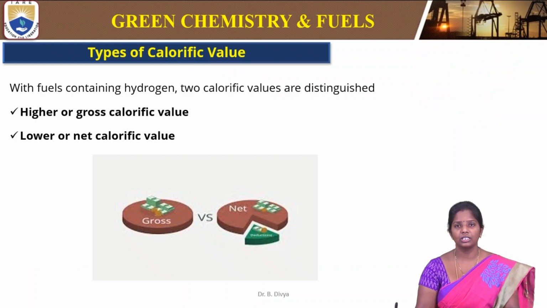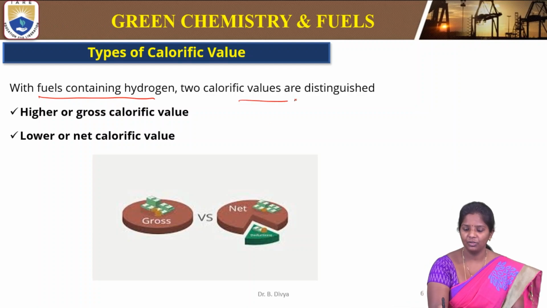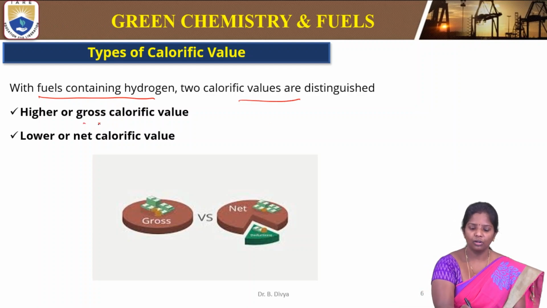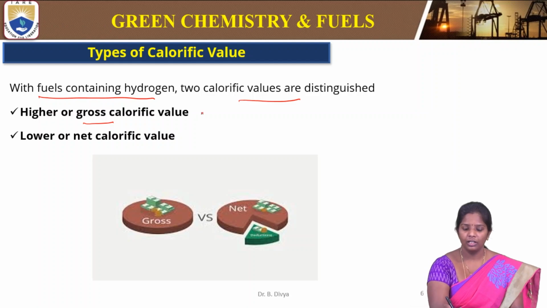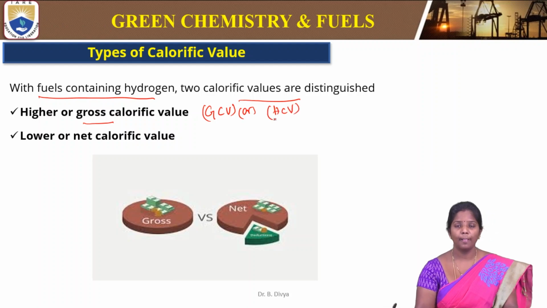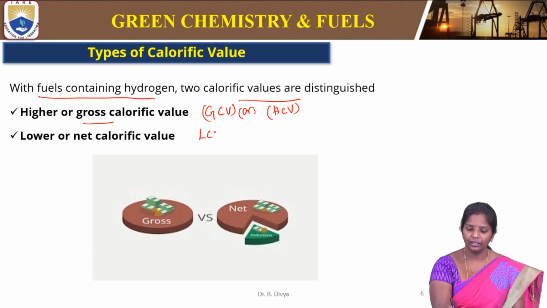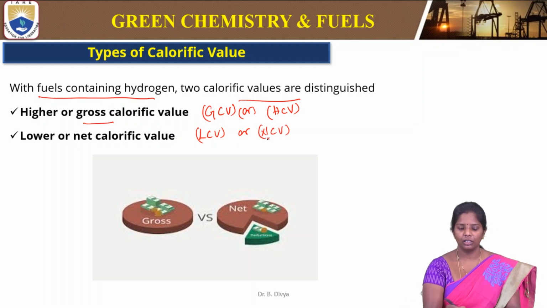Then if we go into details, the calorific value is expressed in two ways. With fuels containing hydrogen, two types of calorific values are distinguished: higher or gross calorific value, or GCV, or HCV. So this is the higher or gross calorific value, and the lower or net calorific value. So these are the two types that are used.